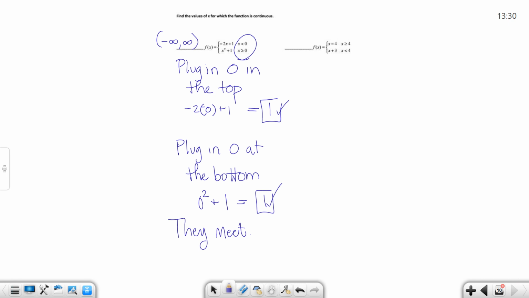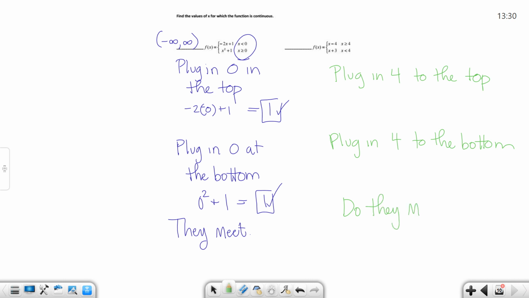Now, of course, the other one is going to be the second case. So what we're going to do is plug in 4 in the top, and plug in 4 to the bottom. And we look to see, do they meet? You'll say, where'd you get the 4? That's your split point. They're splitting at 4. That's why I'm plugging in 4.